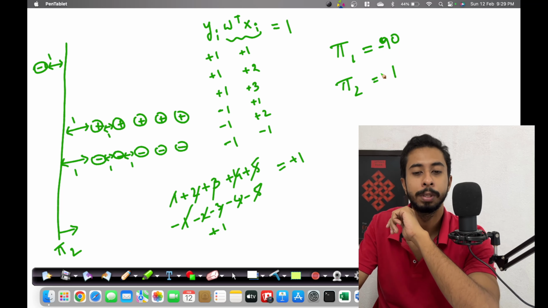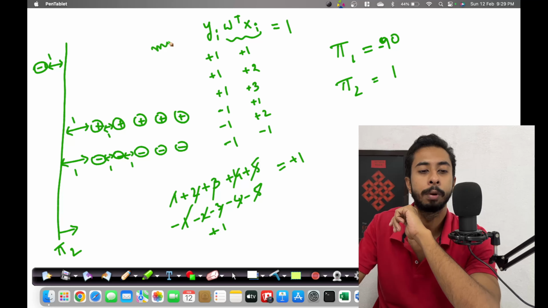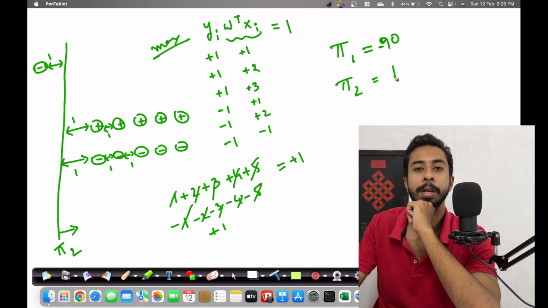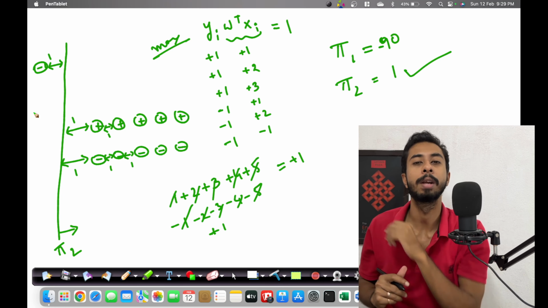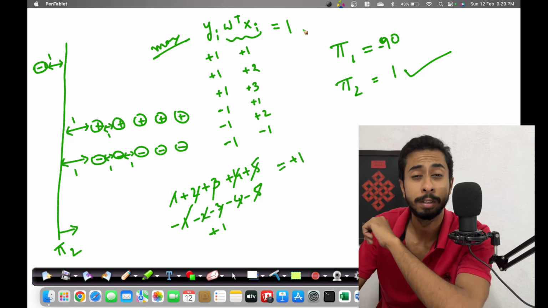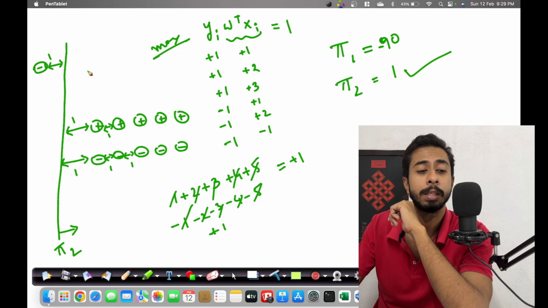So which is better? We wanted to maximize this value, right? So what is the maximum value? This pi 2, right? But look at pi 2. Pi 2 is a terrible classifier. What is the reason? Here it is classifying how many points?